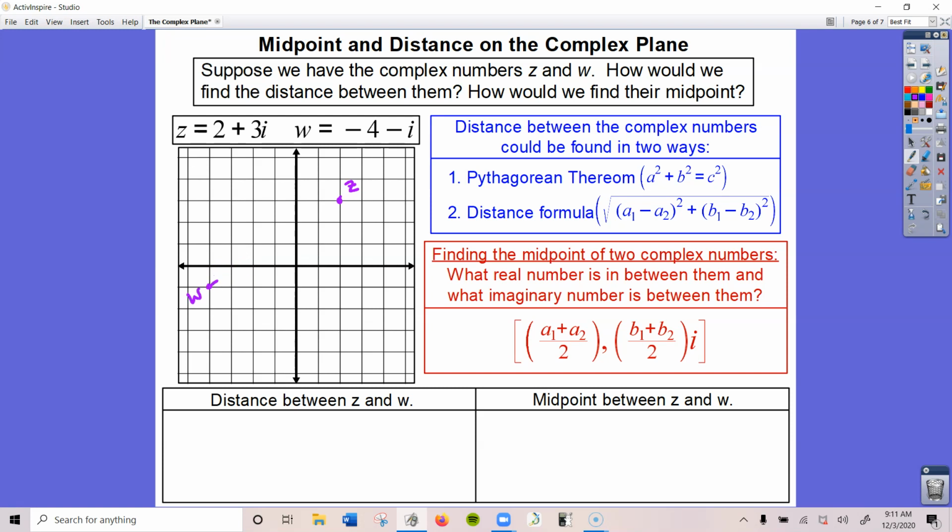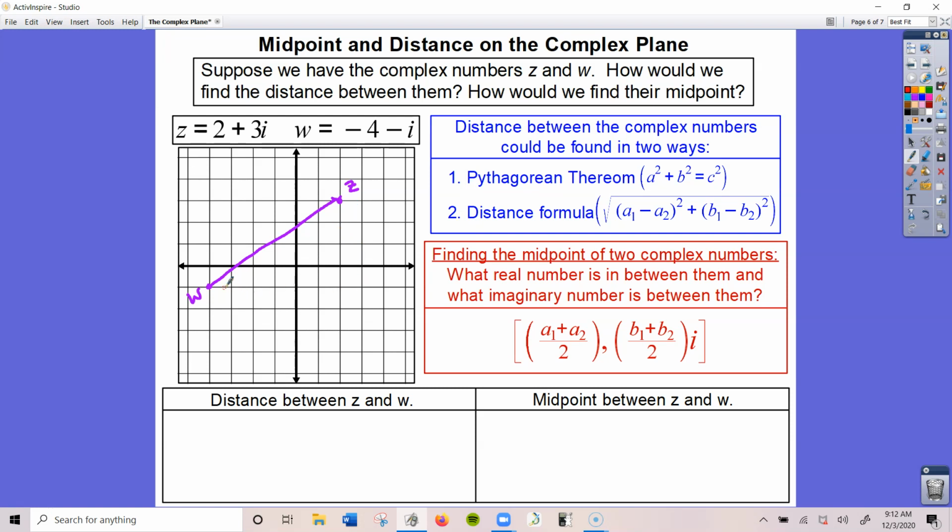So I want to find out what is this distance. Now you can find the distance either one of two ways. You can use the Pythagorean theorem or you can use the distance formula. The distance formula actually comes from the Pythagorean theorem, so regardless of which method you choose, you would get the same answer. Now I'm going to use the Pythagorean theorem because if I can graph it, it's much easier to work with.